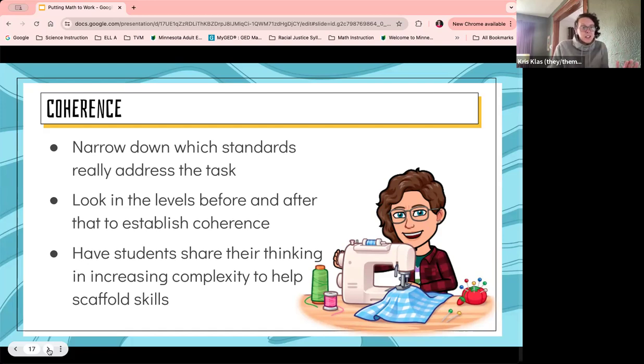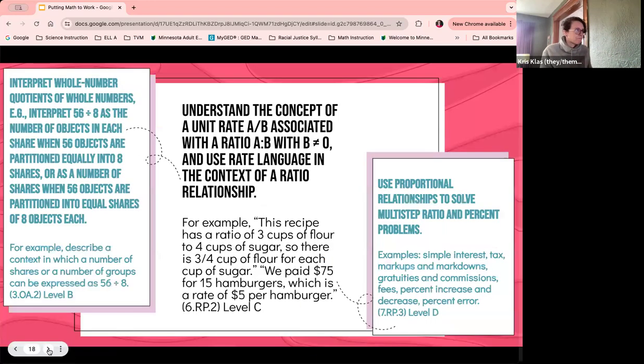You don't share the student's name, but you share their work and highlight that, again, to do that scaffolding. So here's an example of what I'm talking about. I know there's a lot of text on the screen, but this one in the middle here is the standard that I felt most addressed this cost of goods and profit margin task.